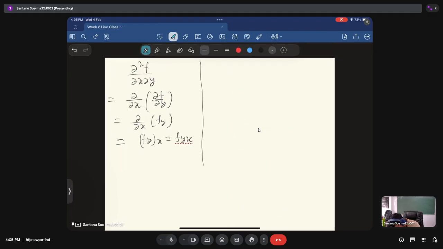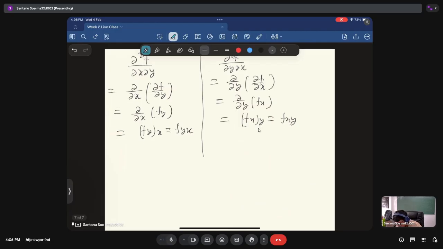Similarly, del square f by del y del x is the same as doing the partial derivative with respect to y of the function del f by del x. This is also the same as f_x. Sometimes this is written like f_x of y because we are taking the partial derivative with respect to y of the function f_x, or this is simply f_xy. So now I think we have understood the definitions of f_xy and f_yx. And these two are not always equal.